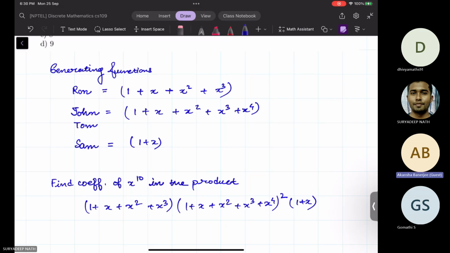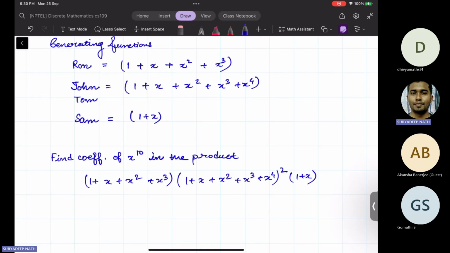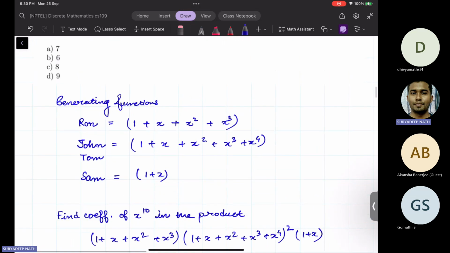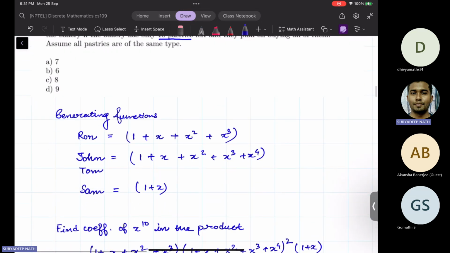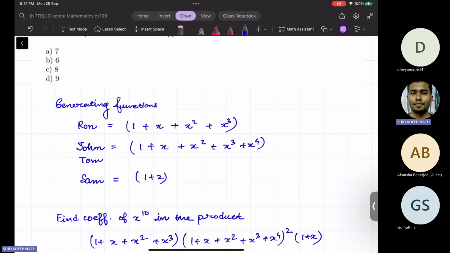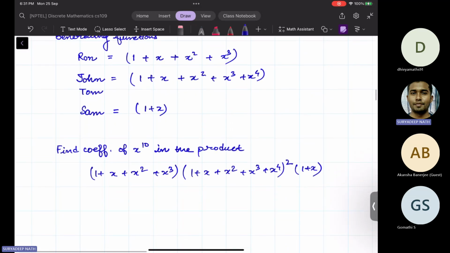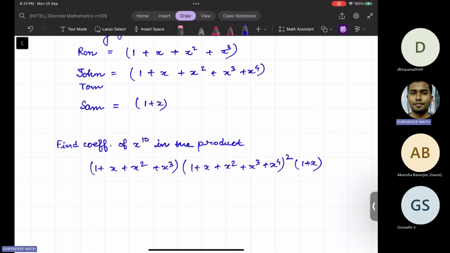Sir, I think we cannot use the infinite series one, because here the minimum power is 1. In the SAM's generating function, the minimum power is 1, and we'll have to go to x to the power 10. So we can only find up to x to the power 1 correctly with the infinite sequence. For other cases, we cannot do that. So we'll have to use the matrix multiplication.